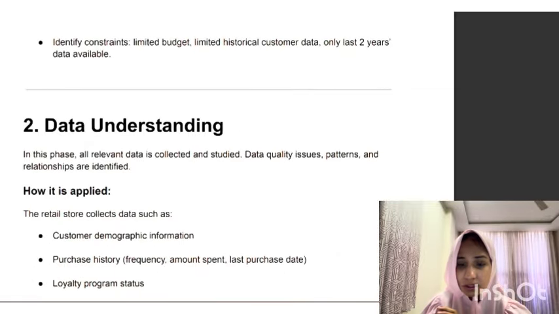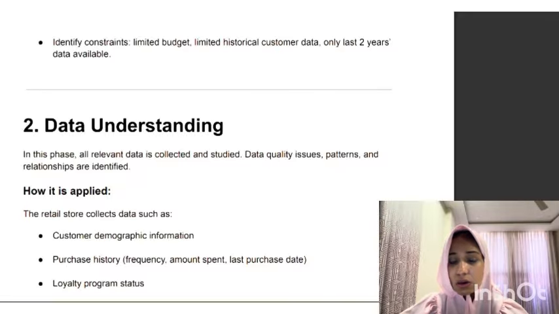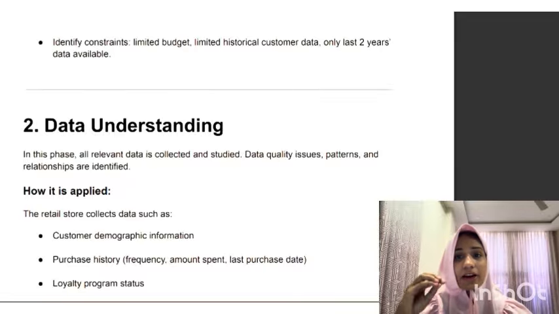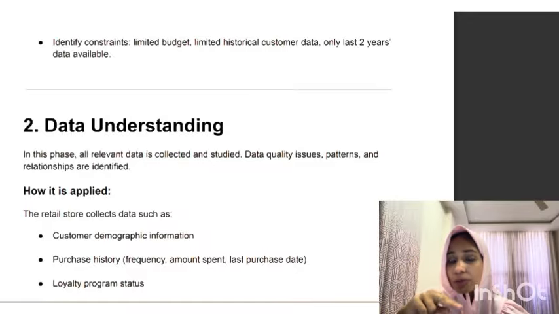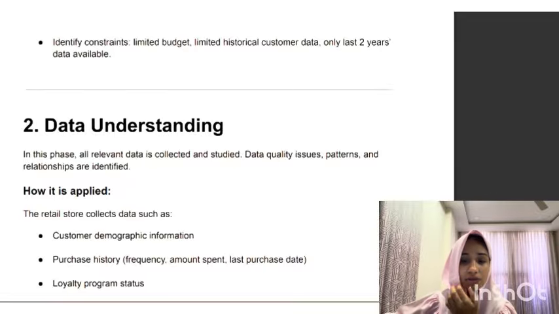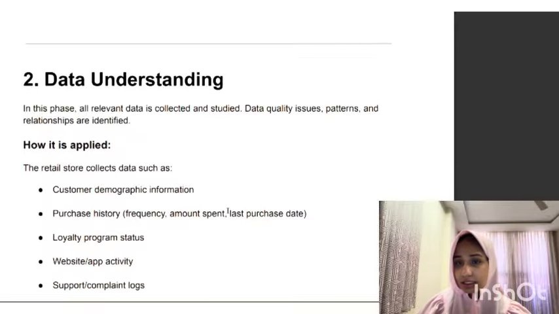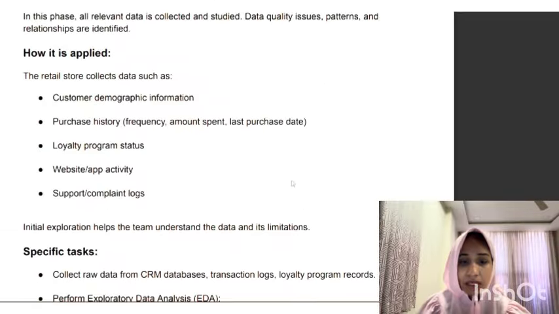Now the second phase is data understanding. In this phase, all relevant data is collected and studied. We have first identified our aim and objective. What is our project, what is our aim? Now we are collecting data from the particular sites we can collect from, and we are studying it. Data quality issues, patterns, and relationships are identified. So we are identifying the quality of the data, patterns, and relationships within the data set.